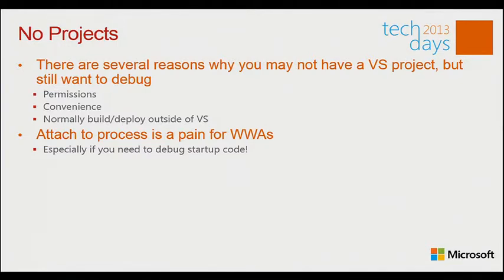Attaching to a process is particularly a pain for WWAs, for Windows Web Applications. One of the reasons for that is that when you just launch a WWA, it will JIT the JavaScript code that's running in there. And when you start JITting that code, it becomes undebuggable. So if you just launched it as you normally would and then attached to it, it wouldn't really work. Instead, you would have to set a bunch of manual configurations so that it wasn't JITting when it launched. But if you're going to do that, then you might as well do what I show you, which is much simpler anyway.